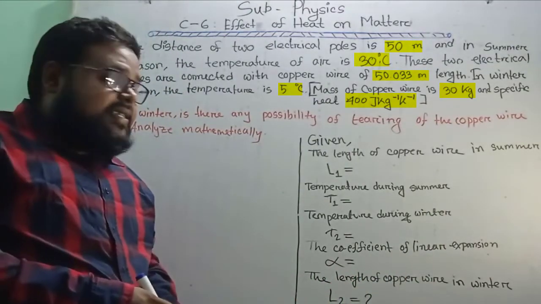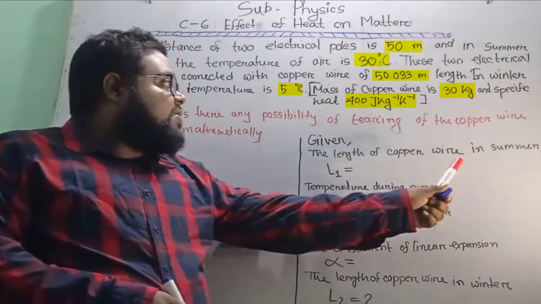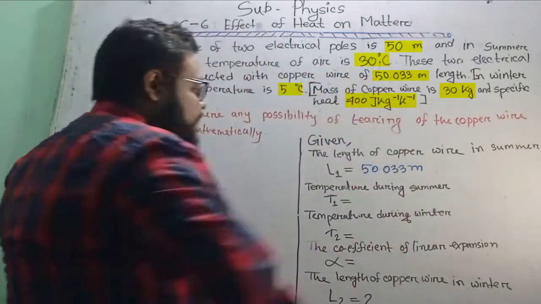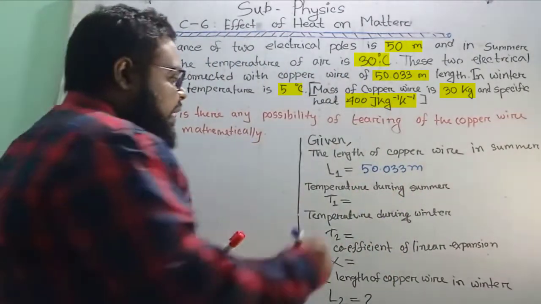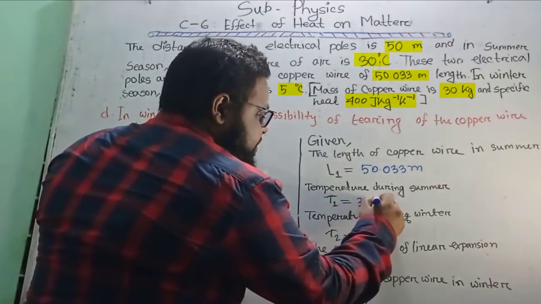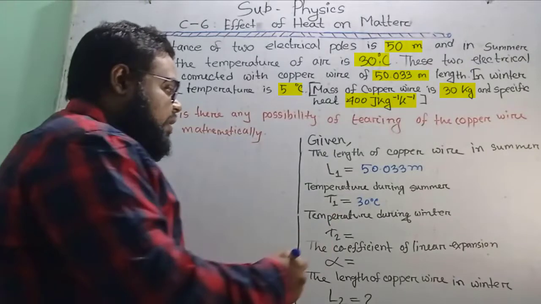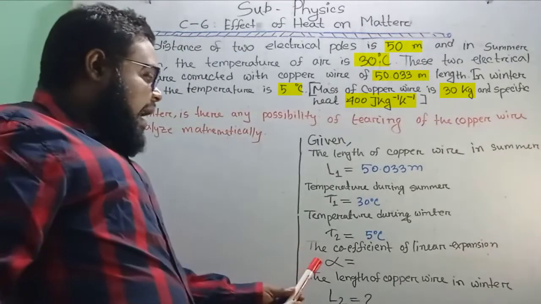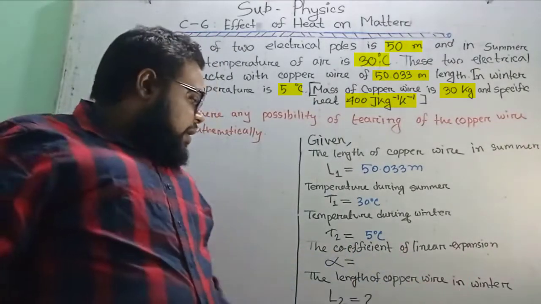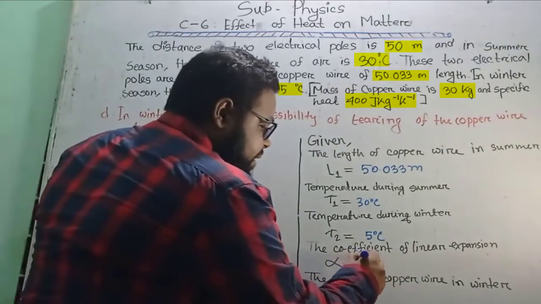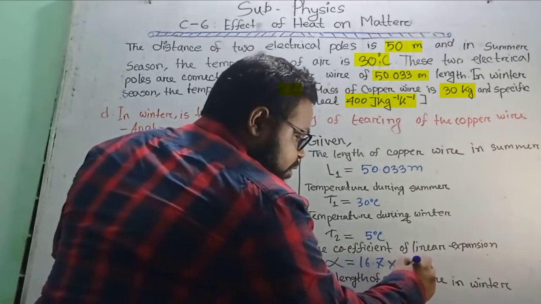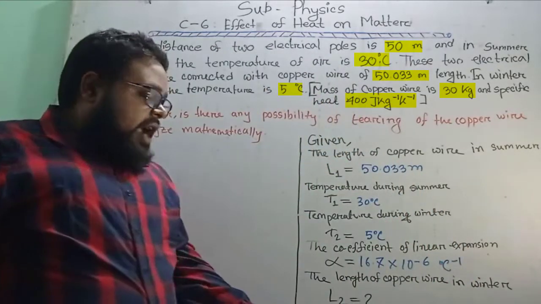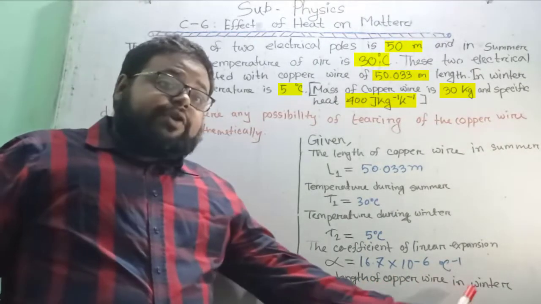Here you can see that the length of copper wire in summer season, L1, equals 50.033 meter. The temperature during the summer, T1, is 30 degrees Celsius. The temperature during winter, T2, equals 5 degrees Celsius. And we know that the coefficient of linear expansion of the copper wire is 16.7 into 10 to the power minus 6 per degree Celsius. And we have to find the length of copper wire in winter season.